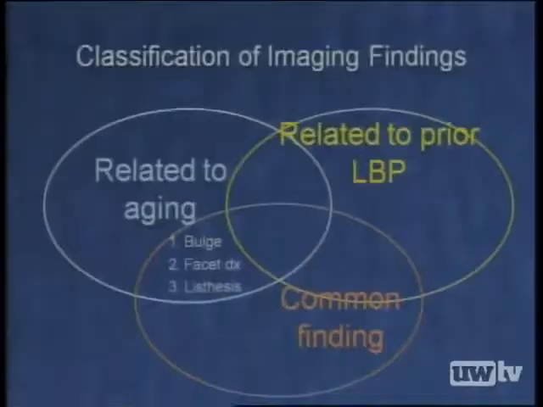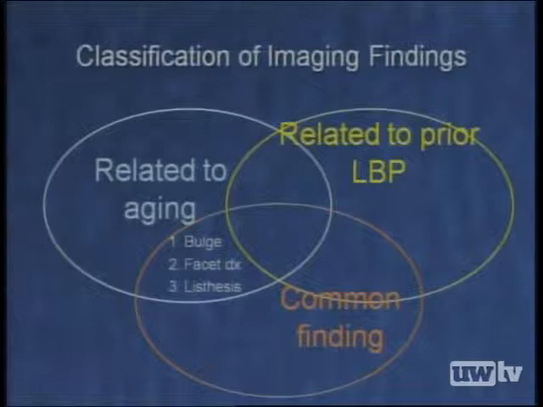Well, I think it might be helpful to look at those findings that are related to normal aging, those findings that are related to prior low back pain, which is information that we've had in our studies, and those that are common. Disc bulges, facet hypertrophy, and retrolisthesis are related to aging and are common findings, and so are not very useful findings when trying to associate with patient symptoms.